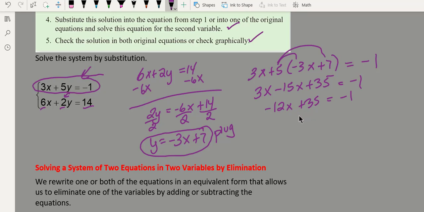We need to subtract 35 from both sides, and then this will give us negative 12x equals negative 36.